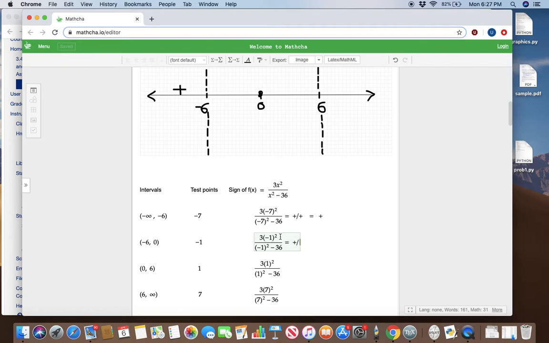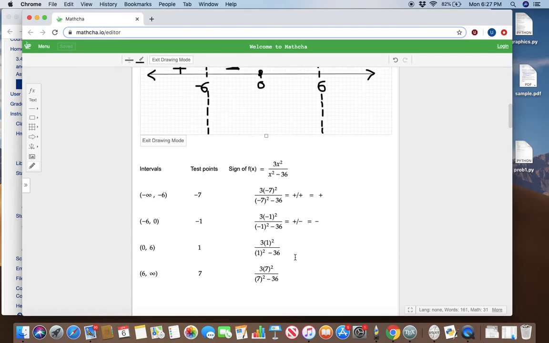Upstairs is plus. What happens downstairs? I hope it's clear. Upstairs is plus because I'm squaring a negative number inside parentheses. Downstairs, negative 1 squared is positive 1 minus 36. Aha, 36 is too big. Overall, it's negative downstairs. Positive over negative is a negative. So, what happens here? I have a negative. In other words, my curve is going to be below here.